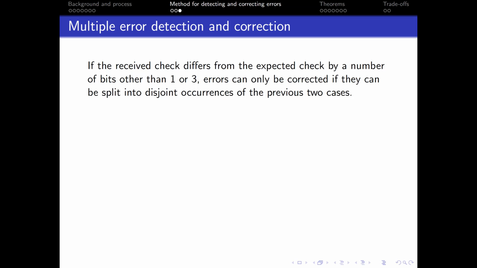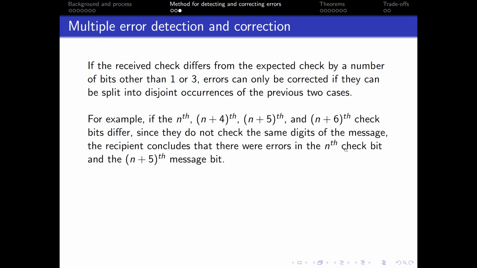So if the received check differs from the expected check by a number of bits other than 1 or 3, errors can only be corrected if they can be split into disjoint occurrences of the previous two cases, which we'll discuss more in a couple slides. For example, the nth, n plus 4th, n plus 5th, and n plus 6th check bits differ. Since they do not overlap, you could conclude the nth check bit had an error and the n plus 5th message bit had an error.